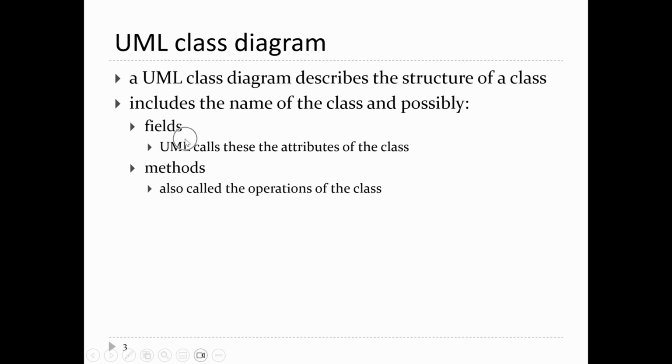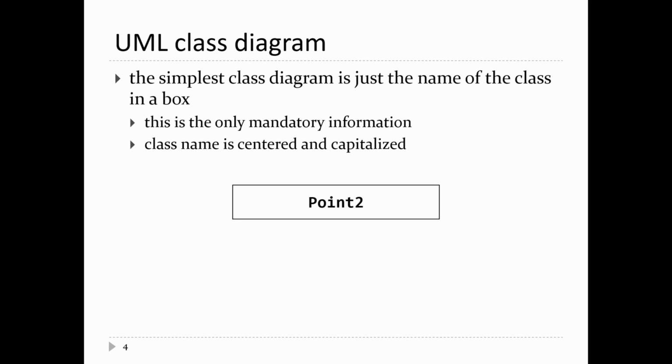Now in UML, it's not designed for any particular object-oriented language, so it uses generic names for things. In Java, we call variables that belong to a class, variables that belong to an object, fields. UML uses the word attributes. In Java, we call our functions or procedures methods. UML uses the term operations.